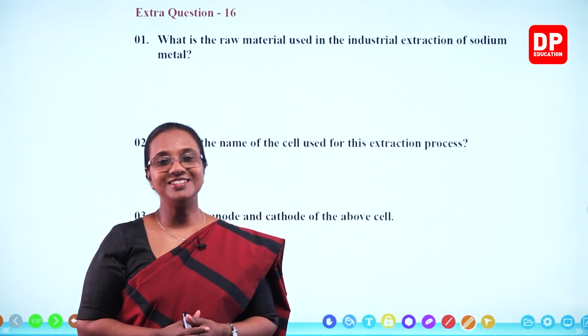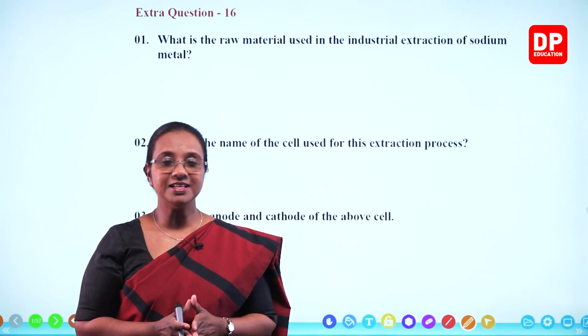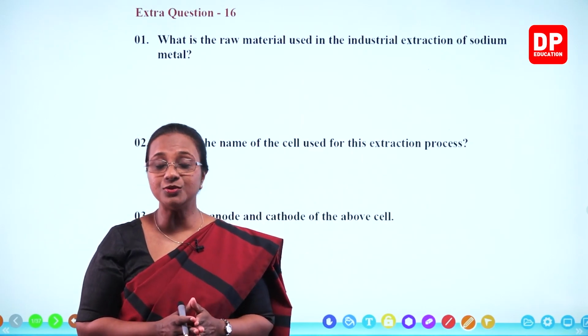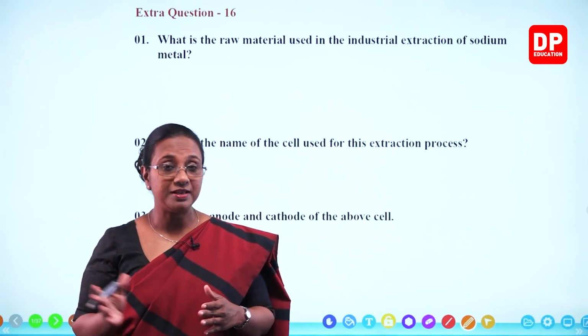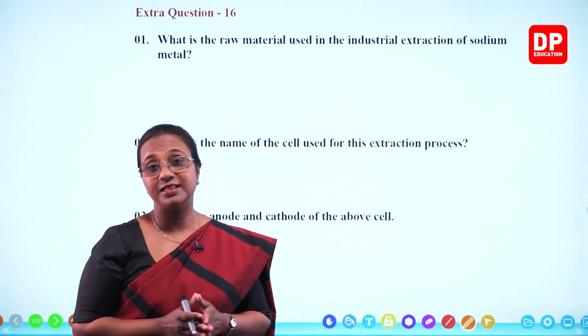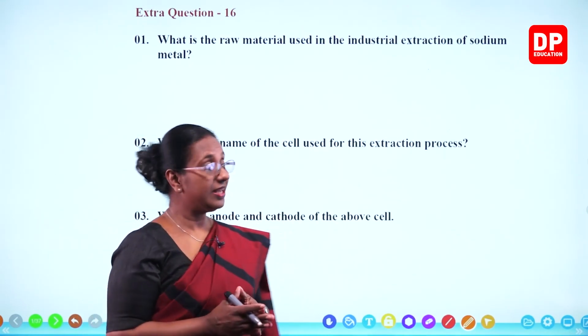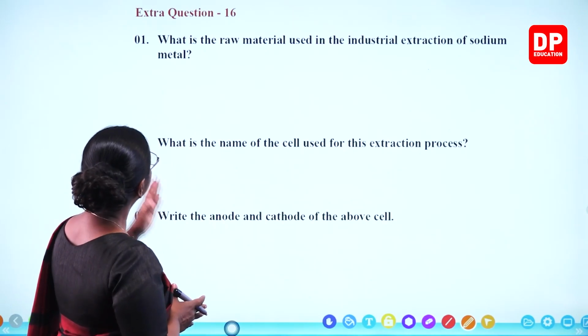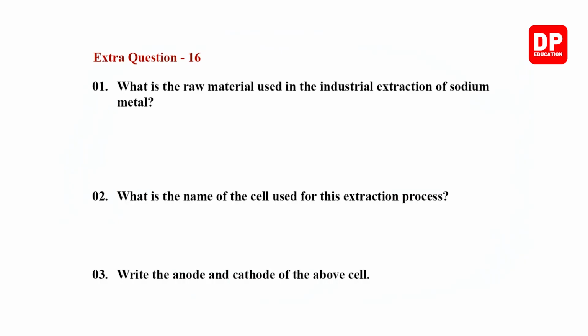Hello my dear students, welcome to today's lesson. Today also I am going to continue with some extra questions related to electrochemistry. In the previous chapter also we started discussing questions where you need to write the answers. So in that, this is extra question 16. The first one, what is the raw material used in the industrial extraction of sodium metal?